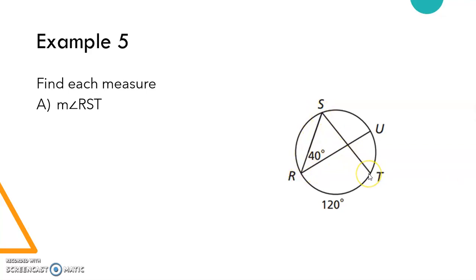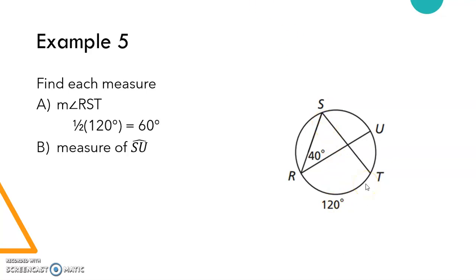So what I like to do with something like this, where there's a lot going on in the picture, is highlight the angle that I'm interested in. I'm interested in this angle, okay? So the intercepted arc is down here. It's 120 degrees, which is labeled right here. So see if you can figure out this angle measure and then press play to see if you're right.